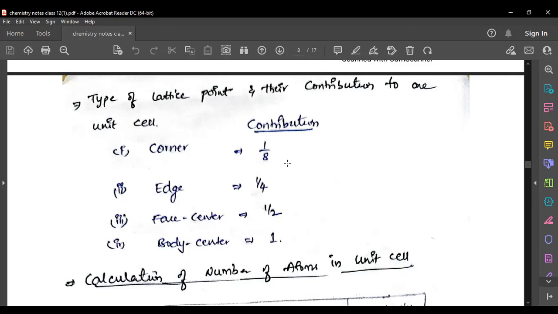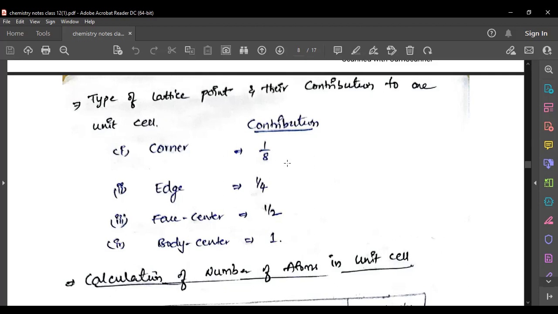Similarly, if you take one atom at the edge center, the edge is shared with 4 other unit cells, so the effective part is only 1/4. Understood? If the atom is at the face center, it is shared with one more unit cell, so 2 unit cells share one face-center atom and the effective portion is only half. What about the body center? The atom is completely inside the unit cell, so there is no sharing at all with other unit cells. Completely, it belongs to only one unit cell.